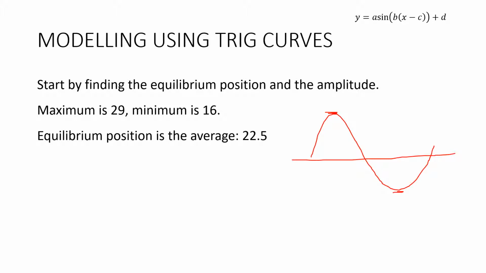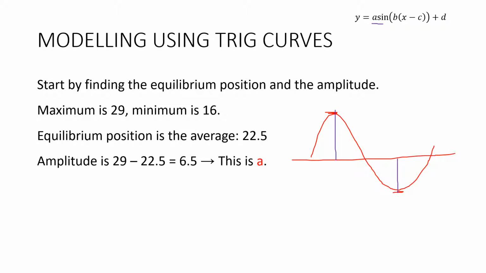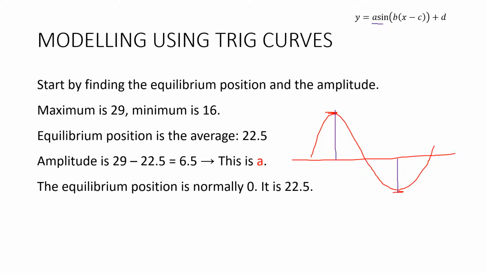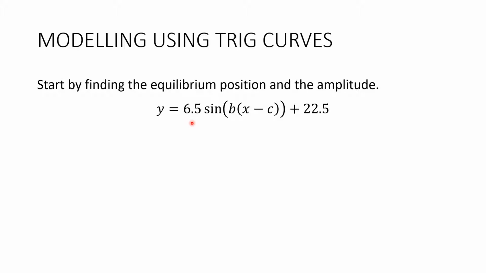Now the amplitude is nice and easy. It's either this distance here or this distance here. So you can either do the maximum, take away the equilibrium position, or find the distance between minimum and the equilibrium. So our amplitude is 29 take 22.5, which is 6.5, and that is A. Okay, the next thing to find is this D here. Okay, and that's how far the graph's been shifted up. So the equilibrium position is normally 0, but in this case it's 22.5. So it's moved up 22.5. So that's D. So you can see how I've put those values in.